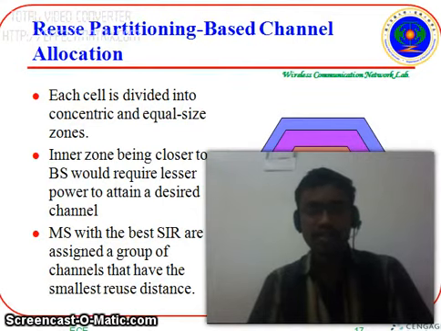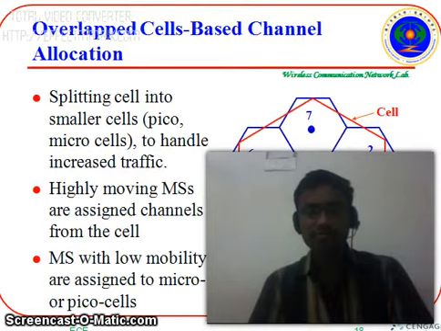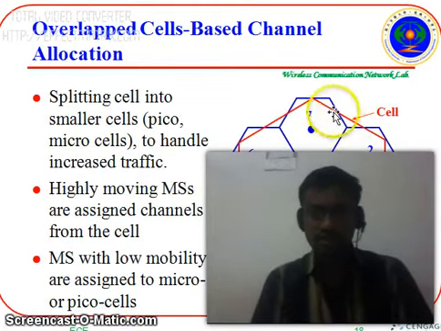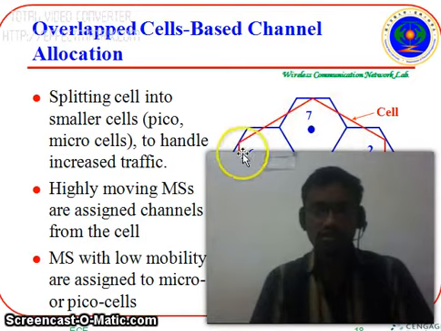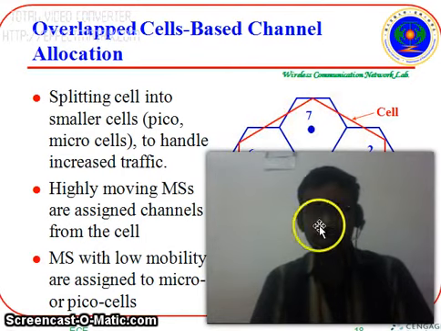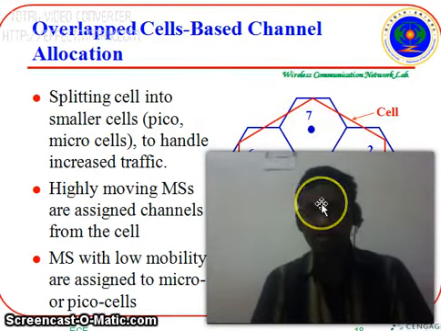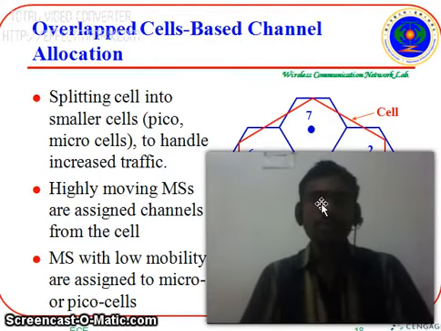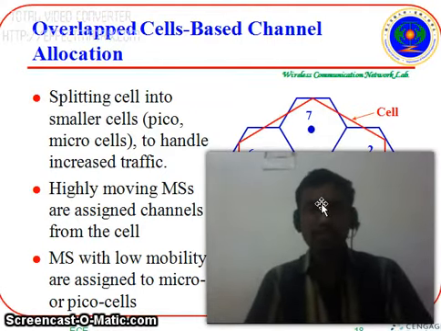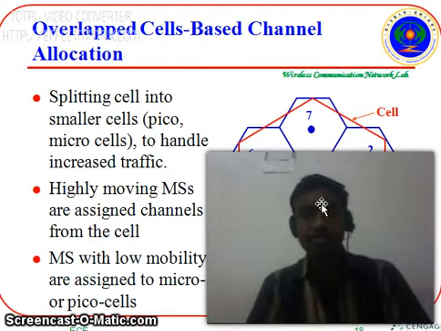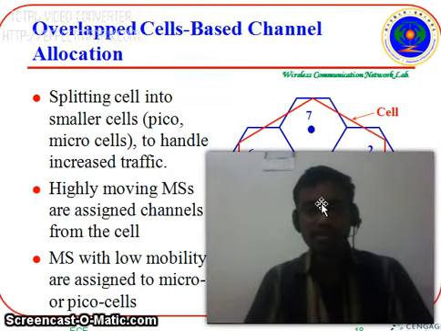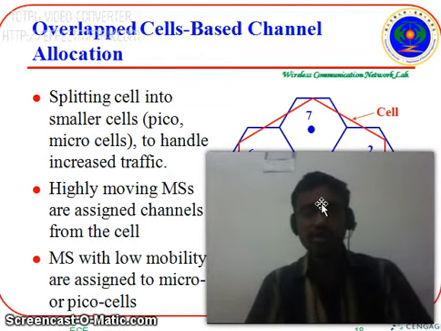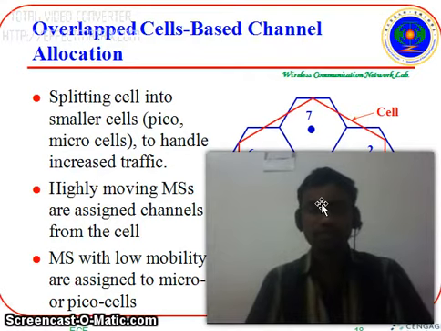Each cell is divided into equal size zones, with overlapping cells. The hexagon shape marked by the arrow is a macro cell, and the inner cells are micro cells. The micro cells are mainly for low traffic, that is, low mobility devices. The MS with low mobility are assigned to micro and pico cells. Highly moving MSs are assigned from the big cell, that is the macro cell.